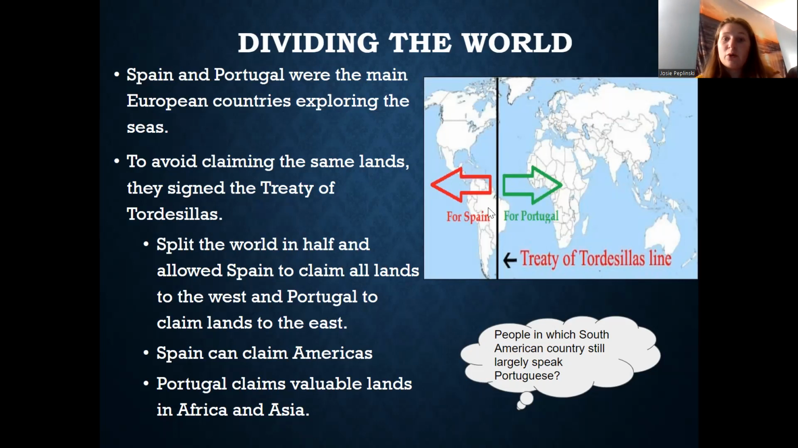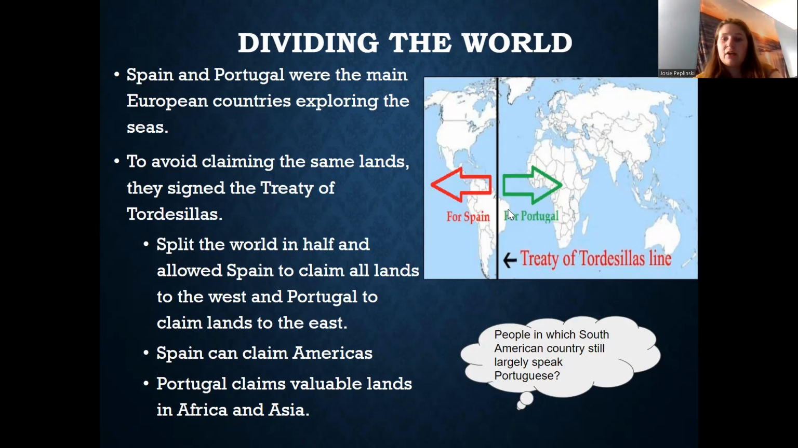Now, they did not know yet at the time of drawing this line how much land actually existed. So they did not know that this was a smaller portion. They also figured this would give Portugal more influence over Africa, trade routes there, and influence over existing countries in Africa.